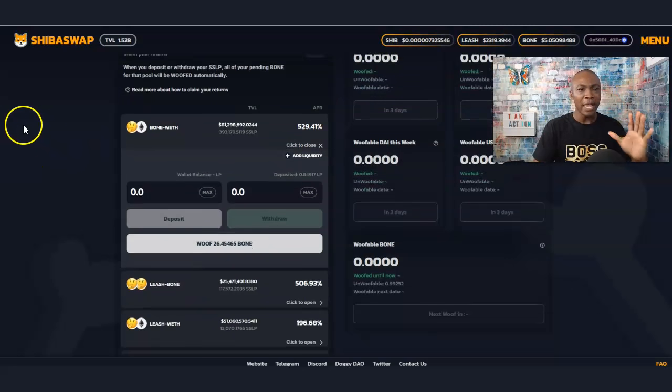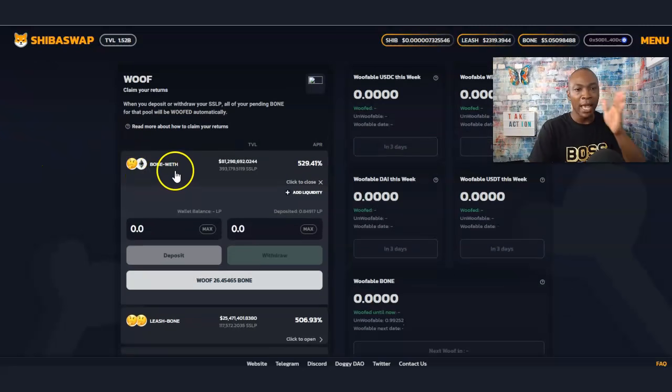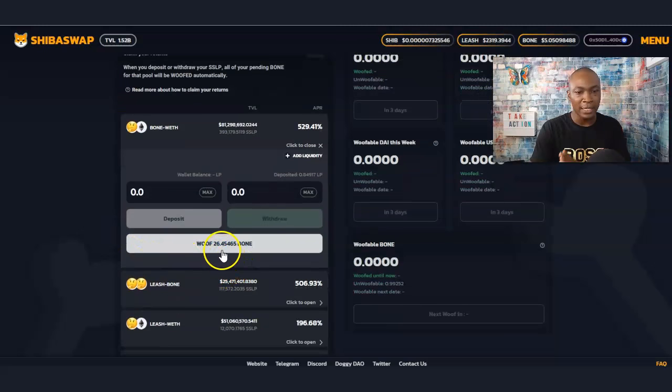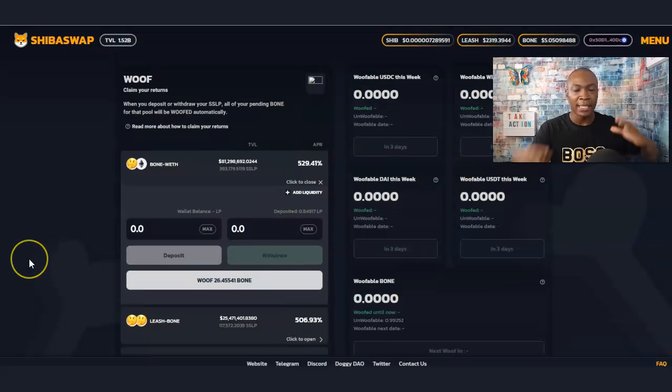Now, I am doing a pairing of Bone and WAP ETH. That's what that W is. It's WAP Ethereum. Now, Bone, I have 26.45. So that's how much I have. This is the APR percentages. And we'll wait for a couple of days to see exactly what's going to happen with everything else.